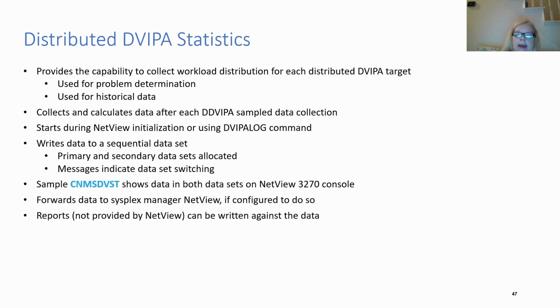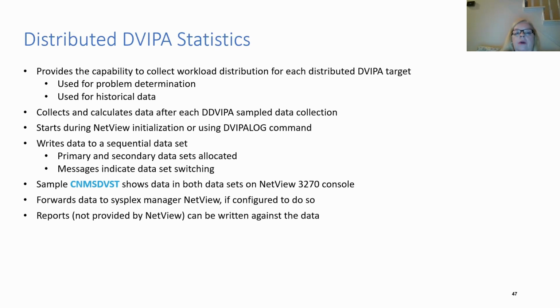And we calculate how many connections are getting sent to an IP address and port, and show that statistical percentage against the WLM weight to make sure that your connections are getting distributed the way that you want them to be distributed. So you can use this for problem determination or historical data. And you can start it at NetView initialization, or if you just want to use this for problem diagnosis, you can start it dynamically using the device log command.